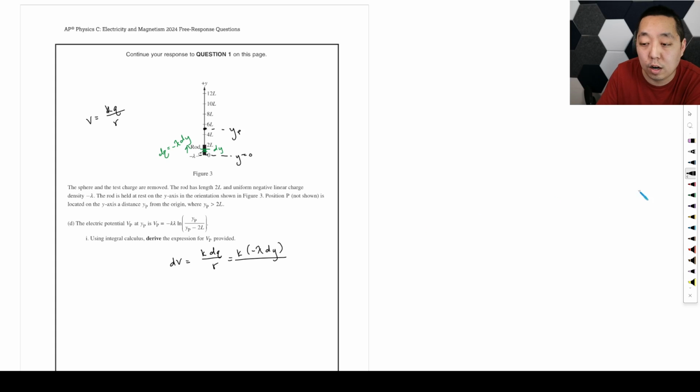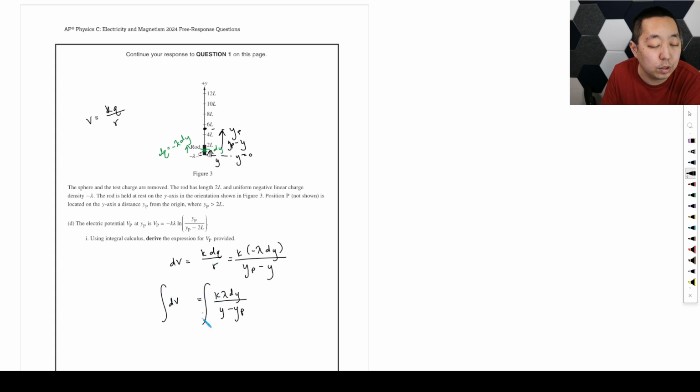And then what is r? Well, the distance from here to here is y, that's the location of this point charge. So the distance from here to here is yp minus y. And you want to use a positive value of r, so it's the larger y value minus the smaller y value. So that's going to be yp minus y. Okay, and we can distribute that negative sign and flip this around. So it'll be k lambda dy over y minus yp. That's going to be dV, and then we're going to integrate it.